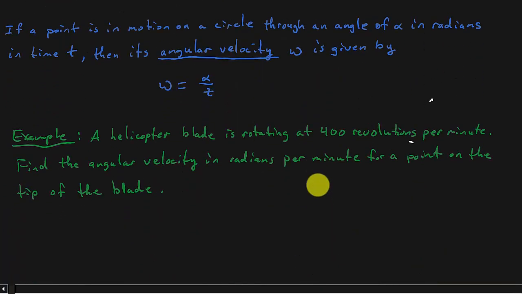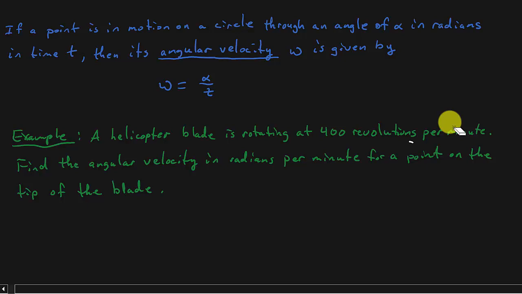All right, so let's look at this. If a point is in motion on a circle through an angle of alpha in radians, that's important there, your angle measure has to be in radians, in time t, then its angular velocity, omega, that's lowercase omega, is given by omega is equal to alpha over t. All right, so what does that mean?